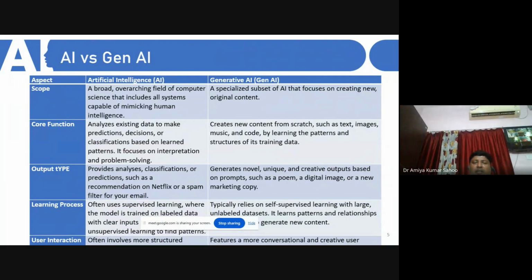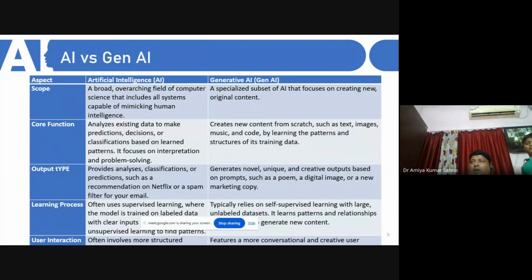Then the learning process: AI uses supervised learning, where the model is trained on labeled data with clear inputs. We already know in case of AI, supervised learning and unsupervised learning play a vital role. But in case of Gen AI, it relies on self-supervised learning with large unlabeled data sets.